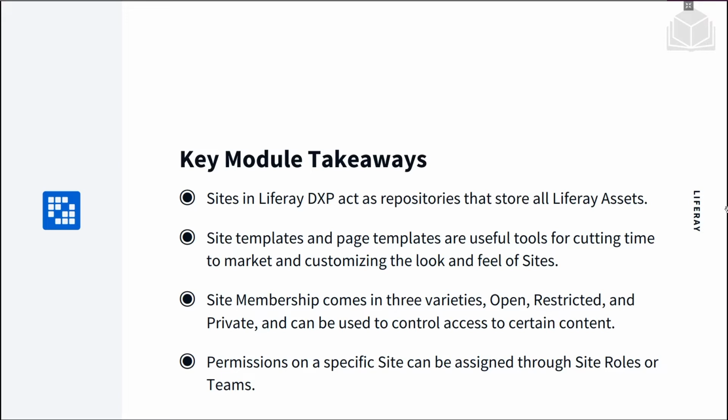Any user can see a restricted site in the list of sites in the Liferay instance, but could only make a membership request. The request must be approved by a site administrator in order for the user to become a member. The private sites aren't even visible in a Liferay instance's list of sites, and users must be added by site administrators. Permissions within sites can be assigned either through site roles or through teams. The most important difference between site roles and teams is that the permissions defined for site roles can be applied to multiple sites, whereas the permissions defined for a team exist only within the site where the team was created.